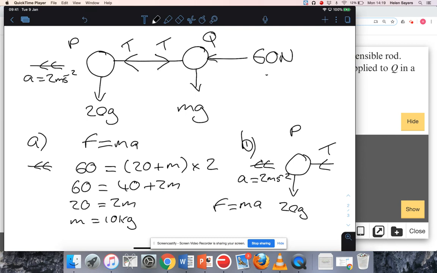So if I use F equals ma just on P, the only force that's actually acting directly on P is the thrust, which is what we're trying to find, and that equals the mass, which is 20 kilograms, times the acceleration, so the thrust is 40 newtons.